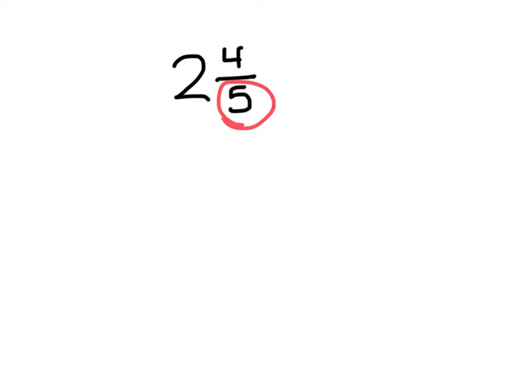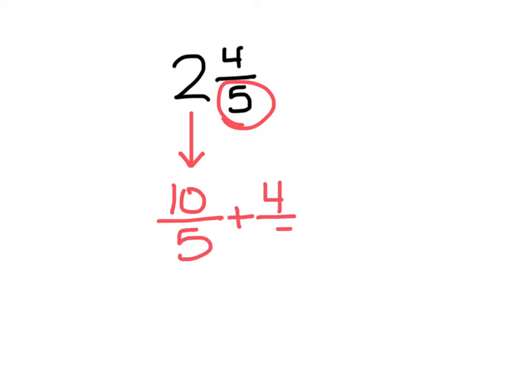To do that, I look at the fact that 2 is the same as 10 fifths, and now I can add that to 4 fifths. I can add straight across. 10 plus 4 is 14, and the common denominator stays a 5. 2 and 4 fifths is equivalent to 14 fifths.